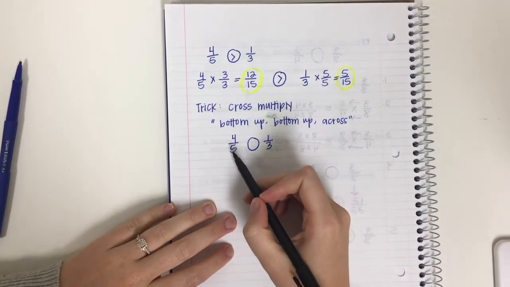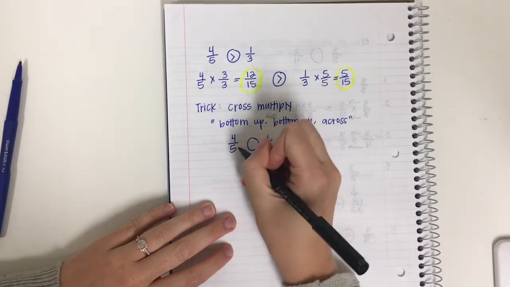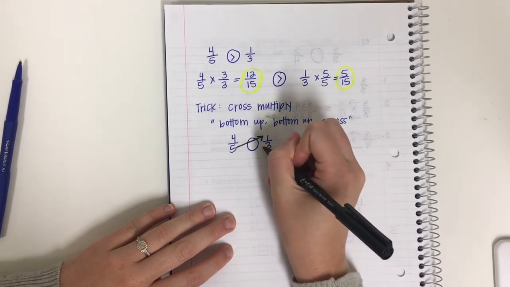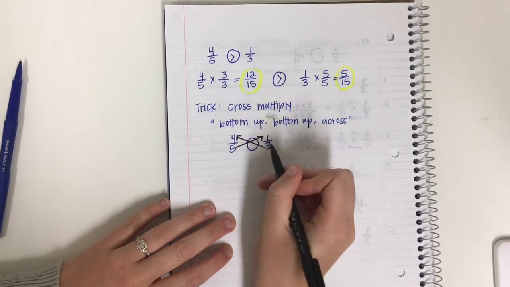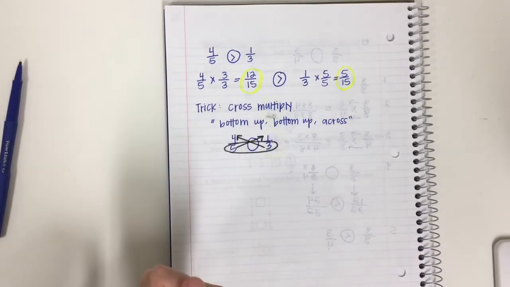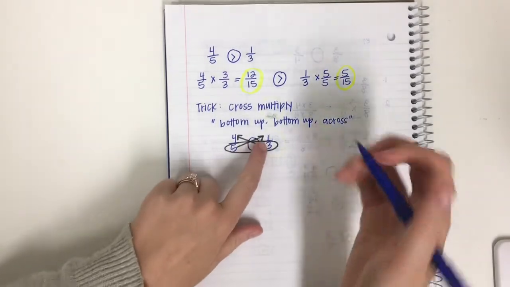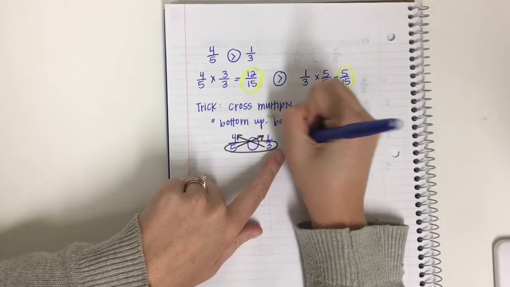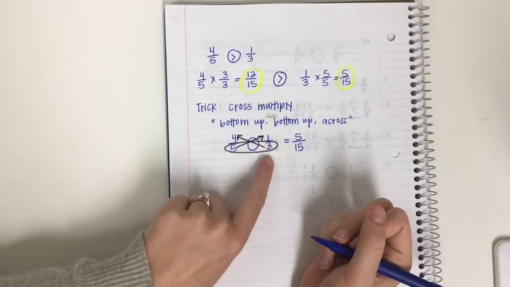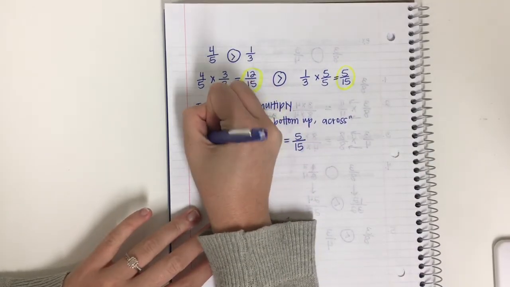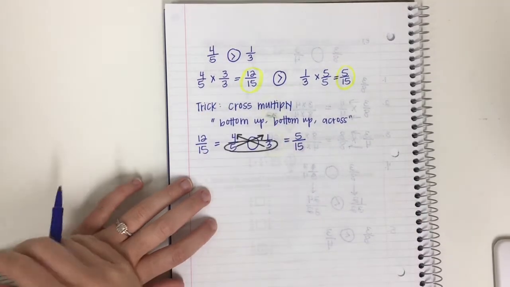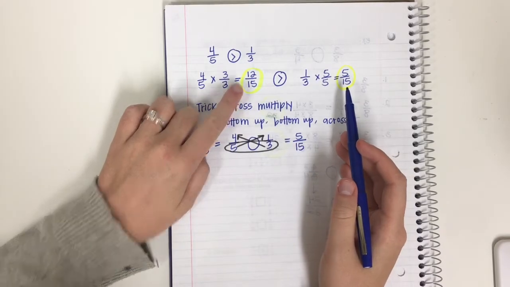So when I say bottom up, I mean you multiply bottom to top. So you would go like this. Bottom up, across. So this black indicates multiplication. So 5 times 1 is 5. 5 times 3 is 15. 3 times 4 is 12. 5 times 3 is 15. Did I get the same numbers? Yep, just a little bit faster.